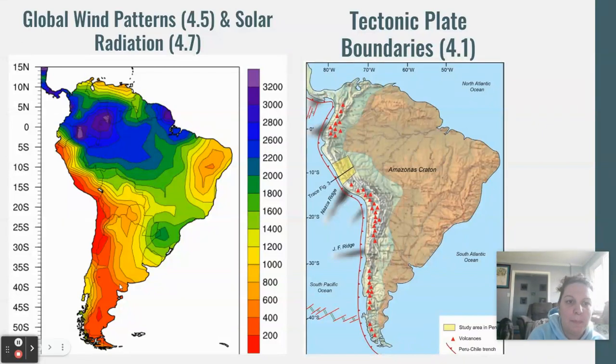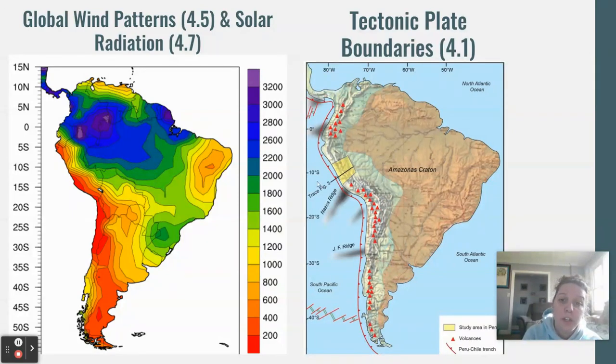So using the amount of rain that we're getting, and knowing our latitudes and what direction our winds are blowing, you really can determine a lot about an area without even seeing a true image of the area. And then don't forget, our tectonic plates are going to have a role in this as well.